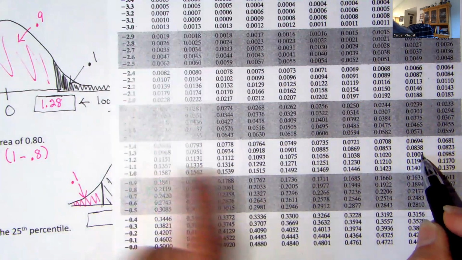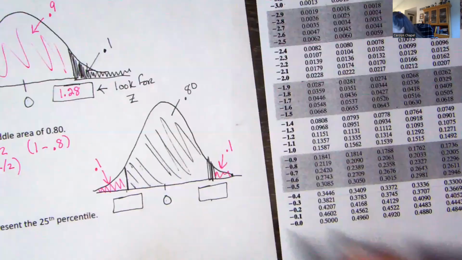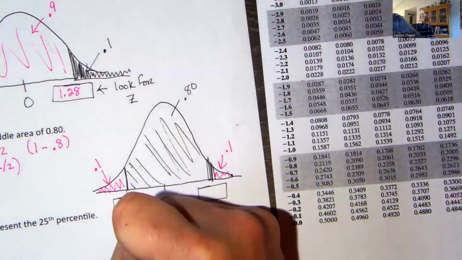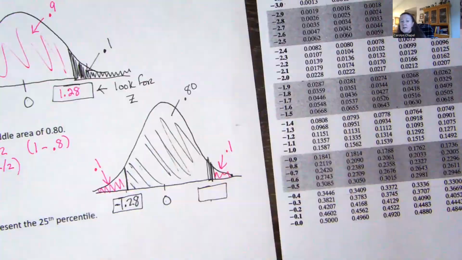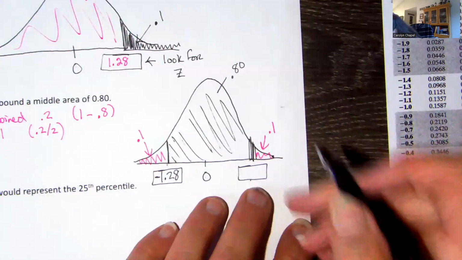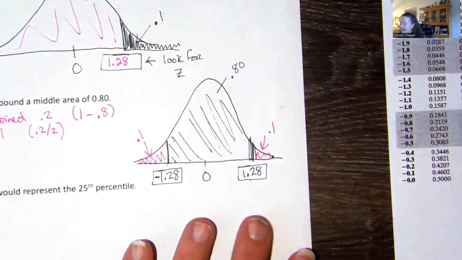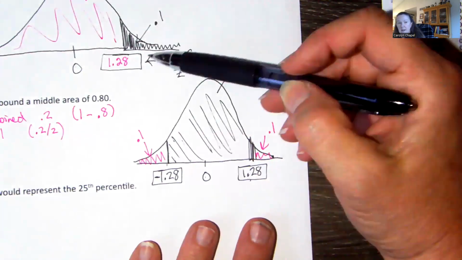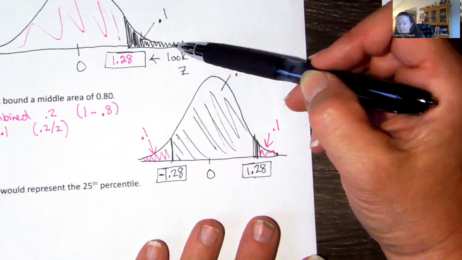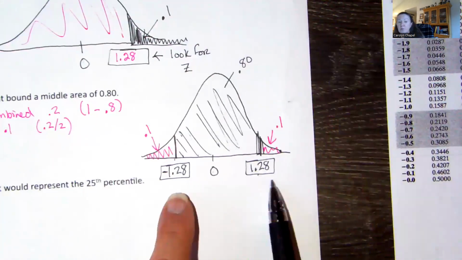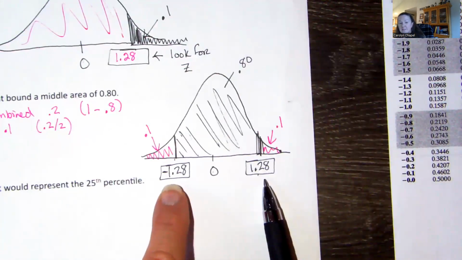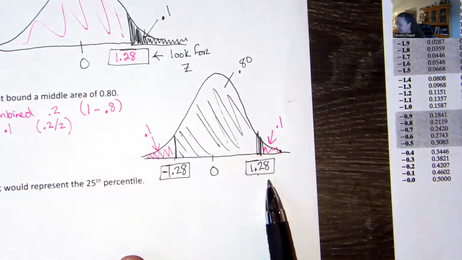negative 1.28. Negative 1.28. Since it is symmetric, this is also 1.28. And yes, if I had looked, it is the problem we had just done. I still went through the table so that you would see the work instead of just referring to one you'd previously done.